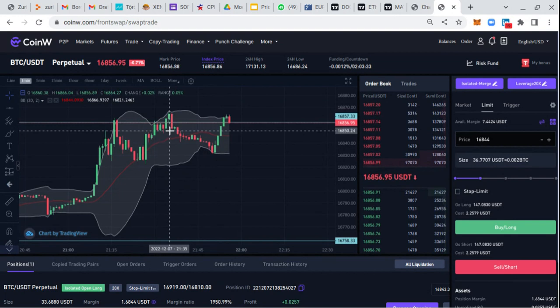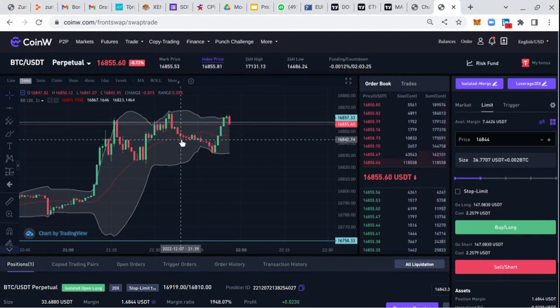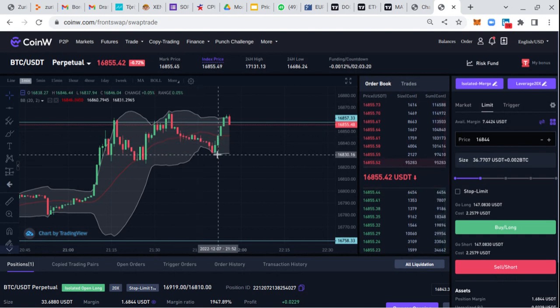Look at where I entered though. This is where I entered, at 4.4. This should be around here. I entered at 4.4, but somebody would have just patiently waited for this point.